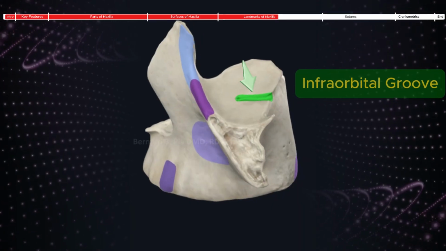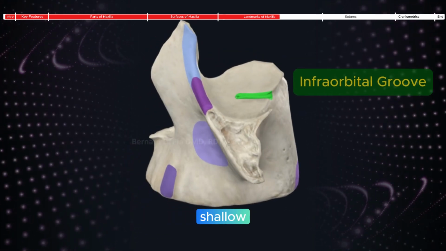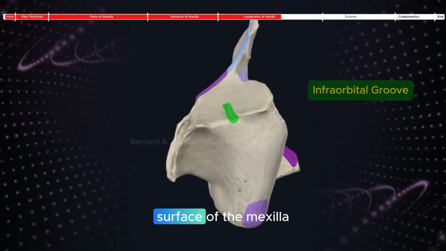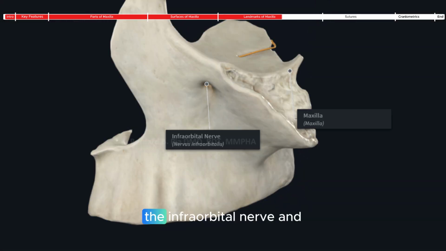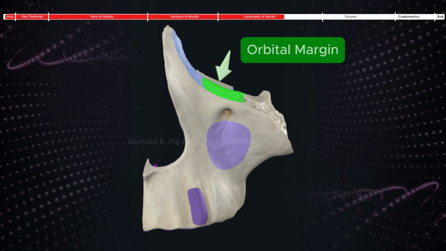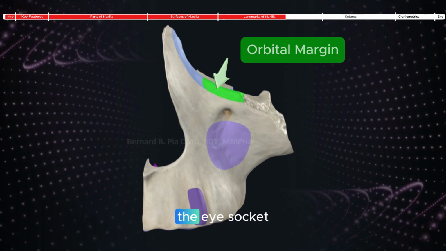8. The infraorbital groove, infraorbital sulcus, is the shallow, posteriorly located depression found along the orbital surface of the maxilla. The infraorbital nerve and vessels pass through this groove. 9. The orbital margin marks the anterior border of the eye socket.